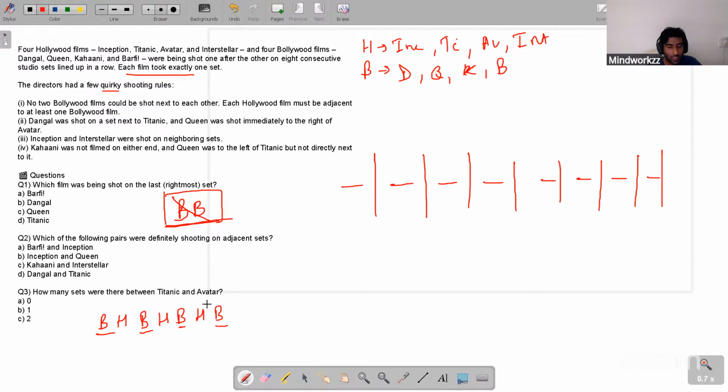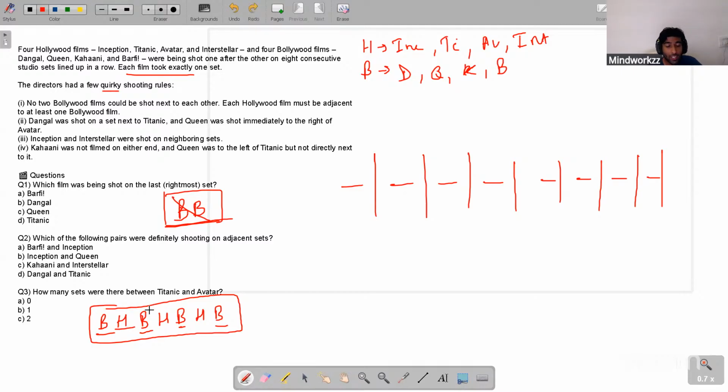And then for Hollywood films, I can have one Hollywood film in between, or two Hollywood films in between, or three Hollywood films in between. But what you need to know is that all the Bollywood films need to be separated by at least one Hollywood film. So what we understand from this is that for any three Bollywood films, there might be only one Hollywood film between them. For example, in this case, there might be only one Hollywood film here, and then there is a Bollywood film next.